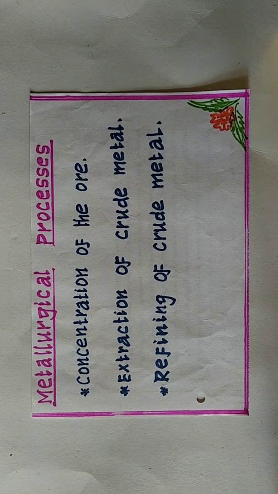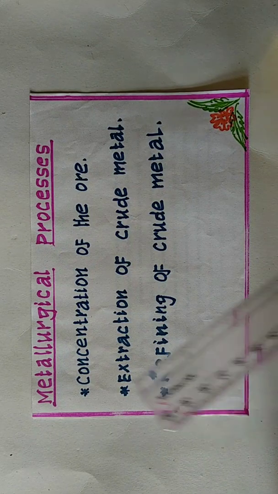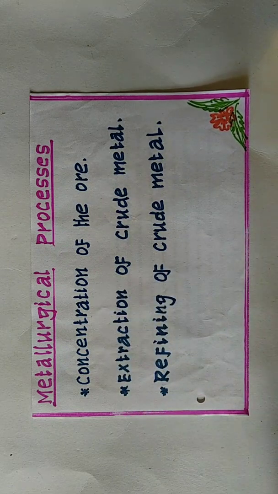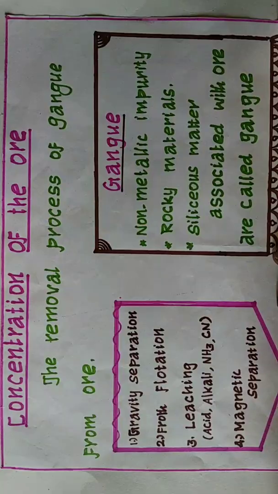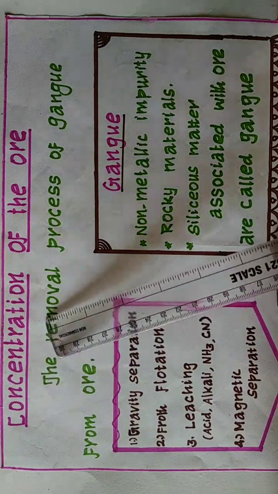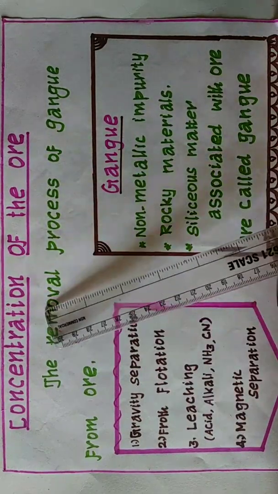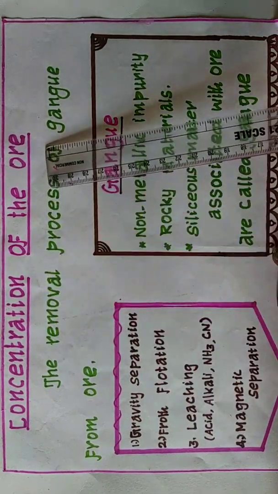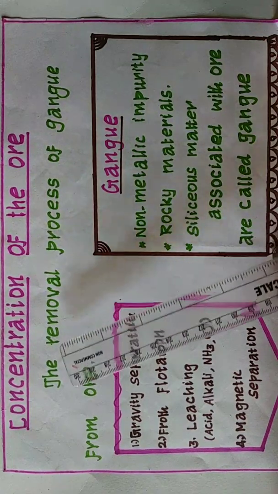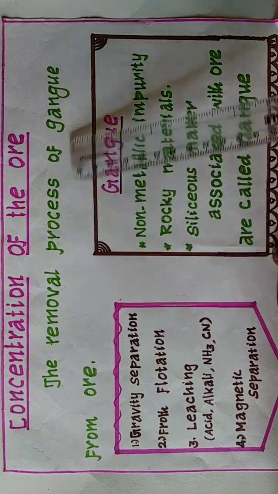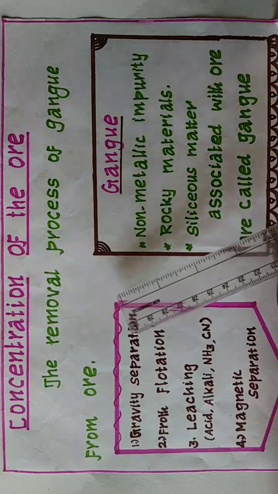Now in this video what we are going to learn is we are going to discuss about the various concentration processes employed in the metallurgical steps. Okay students, this also already we have seen in the previous video. Again I am just reminding you concentration of the ore. Okay, so what is called as concentration? The removal process of gangue from the ore is called as concentration.